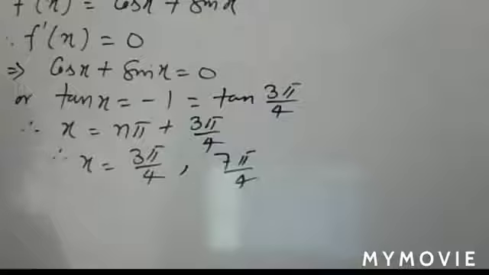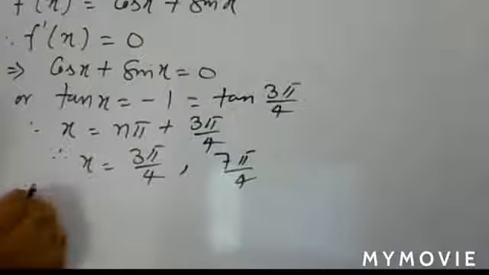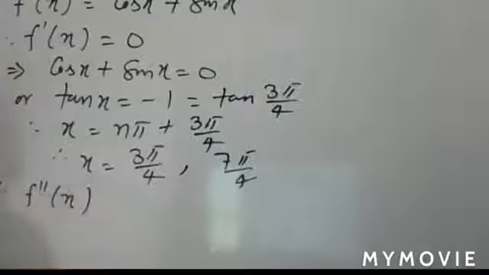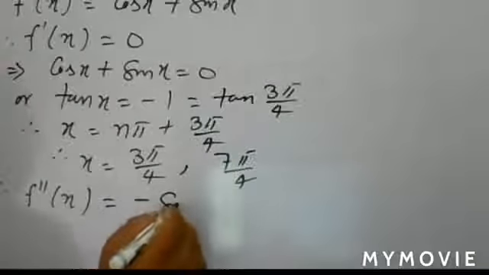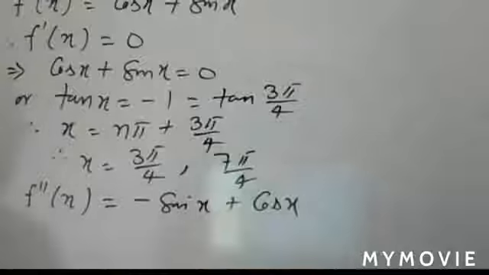Now what you do, you have to take its second derivative, f double dash x. Here you find the second derivative. So the value of f double dash x is equal to minus sin x plus cos x. Understand? That is your second derivative.